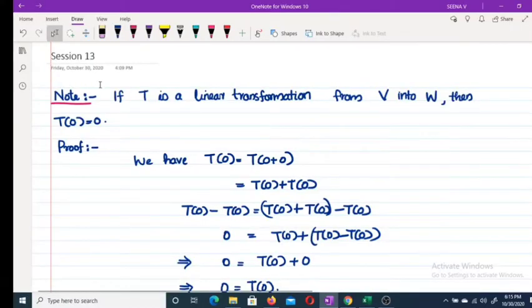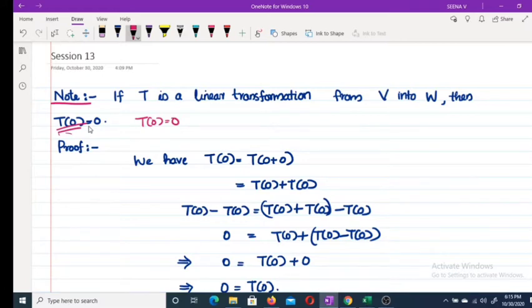Hi, good evening. As a continuation of our class in the morning session, today we are going to discuss some notes related to linear transformation. The first note is: if T is a linear transformation from V into W, then T of 0 equals 0. This is one of the results we use for proving whether T is a linear transformation or not.